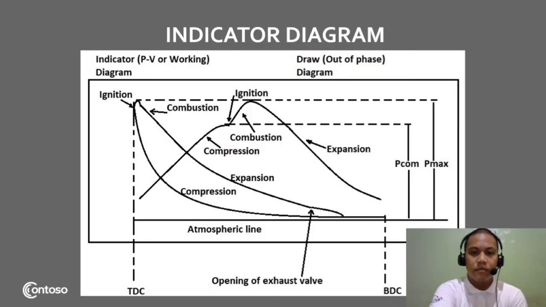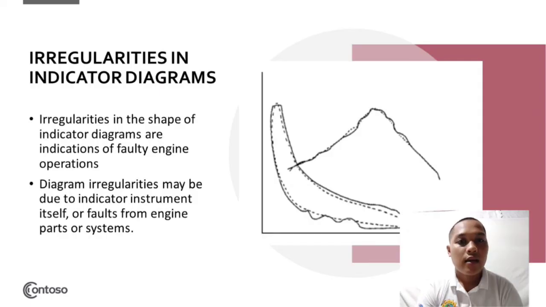This indicator diagram is used to measure the compression pressure and the maximum pressure, and also to evaluate the ignition characteristics of the fuel oil. Diagram irregularities may be due to the indicator instrument itself or faults from engine parts or system. Diagram deficiencies can be due to incorrect adjustment of the indicator instrument.